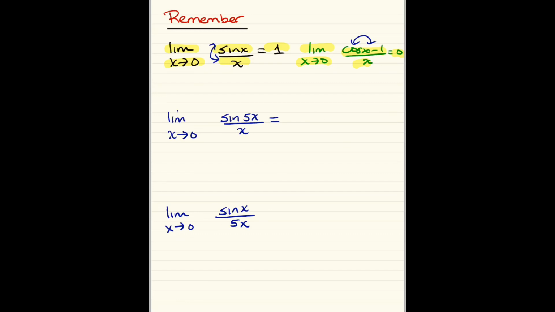Now, this one says the limit as x approaches 0 of sine 5x over x, okay? So let's see what we're going to do here. This 5 is part of the angle of sine. So we can't really do anything here. We can't even pull it out.